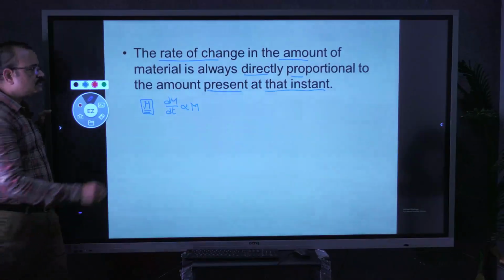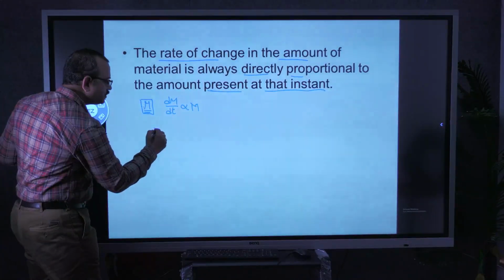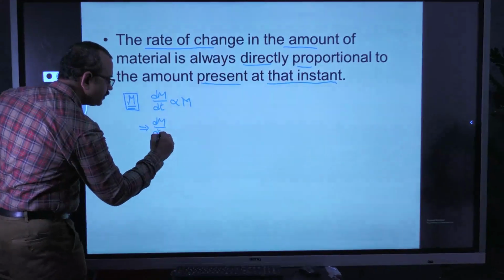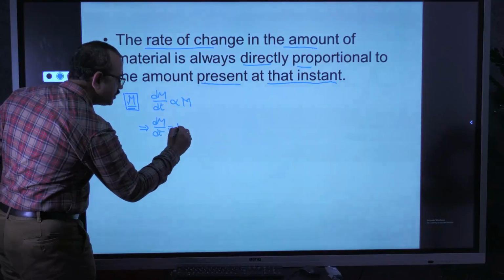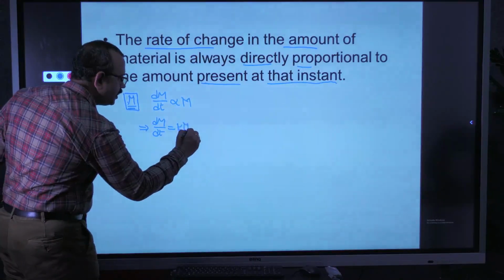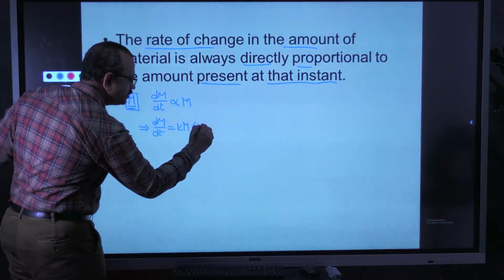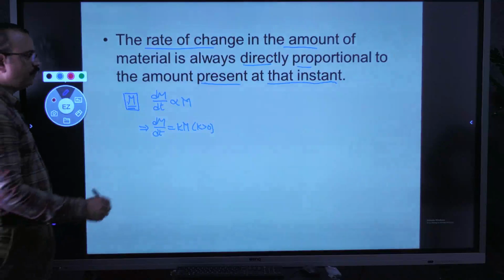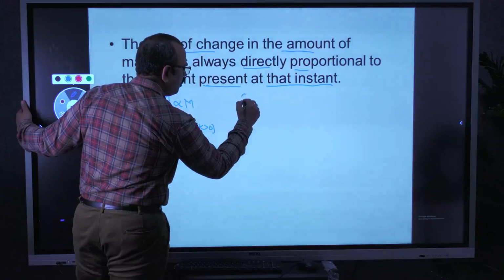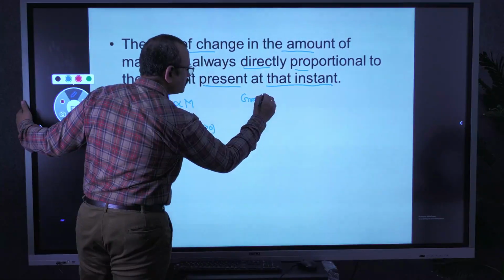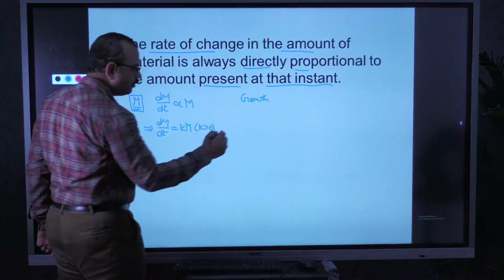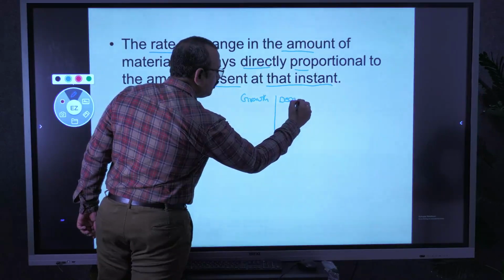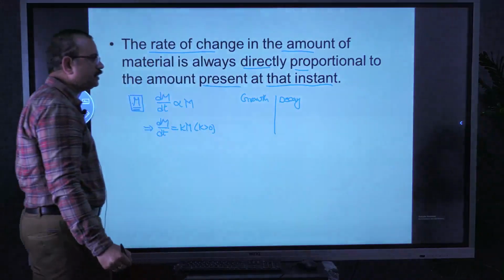Now this is the common formula. By this we get dm by dt is equal to km, where k is the proportionality constant, which is always positive. Now here we have two different types of formulae: one is the law of growth, another one is the law of decay. Law of natural growth and law of natural decay.